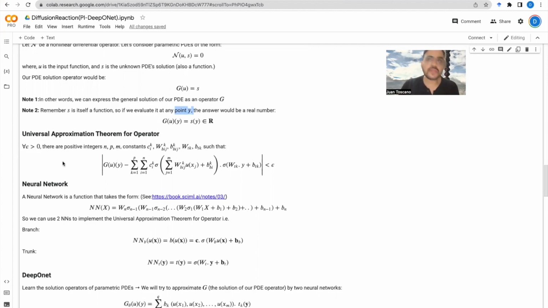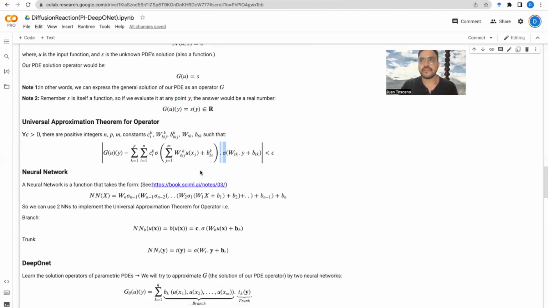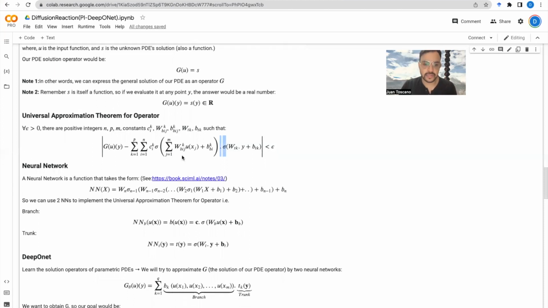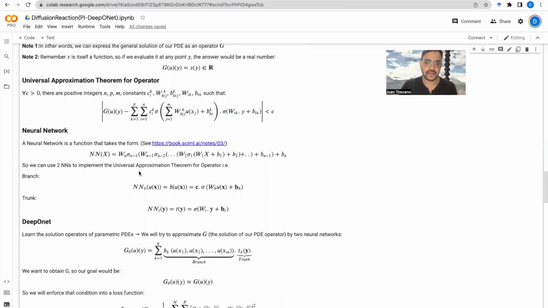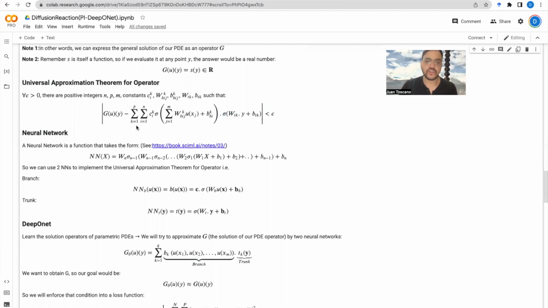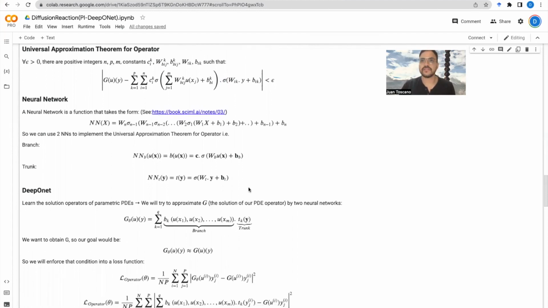The universal approximation theorem states that we can approximate any operator if we choose the right parameters of these two functions. Please note the dot product between these two functions. The nice thing about these functions is that if we look at them closely, they have the same structure as a neural network. In other words, we can approximate any operator by the dot product of two neural networks. And that's exactly what a DeepONet does.